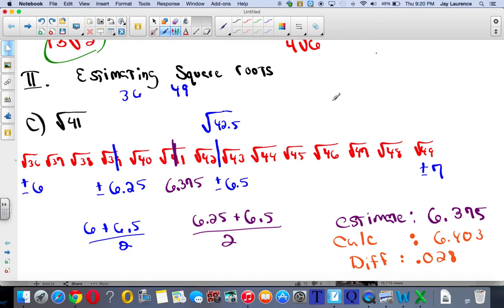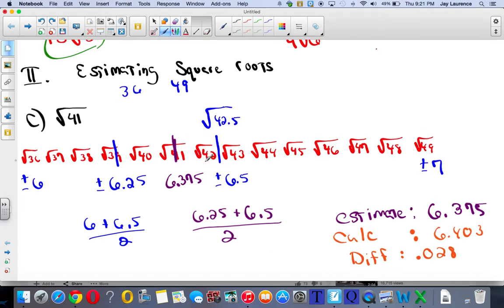Okay? All right, so you saw I found the median, and then I found the median of the first half of the data, and then I found the median of that, and I just kept narrowing it down. How did I find the medians? Averaging.